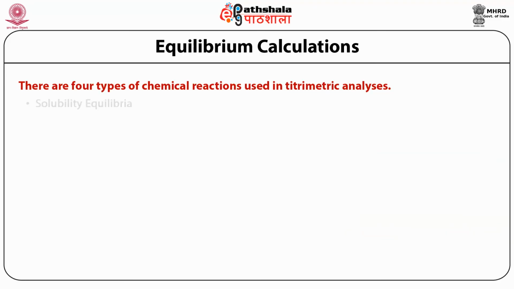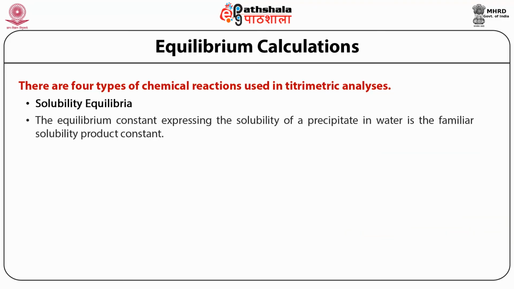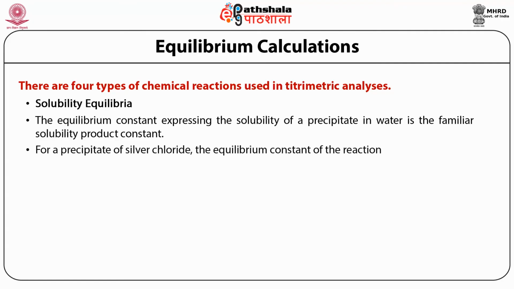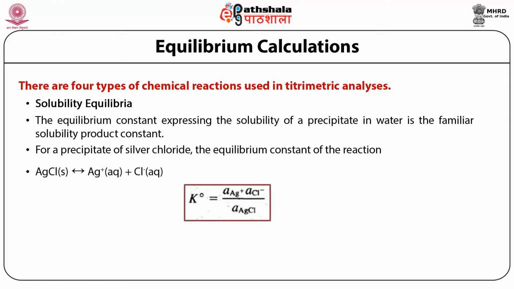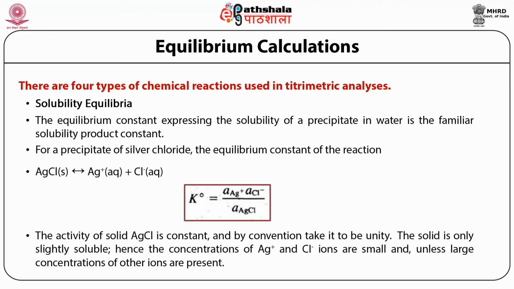The next is the solubility equilibria. The equilibrium constant expressing the solubility of a precipitate in water is the familiar solubility product constant. For a precipitate of silver chloride, the equilibrium constant of the reaction is given here in the equation, and the activity of solid AgCl is constant, and by convention we take it to be unity.